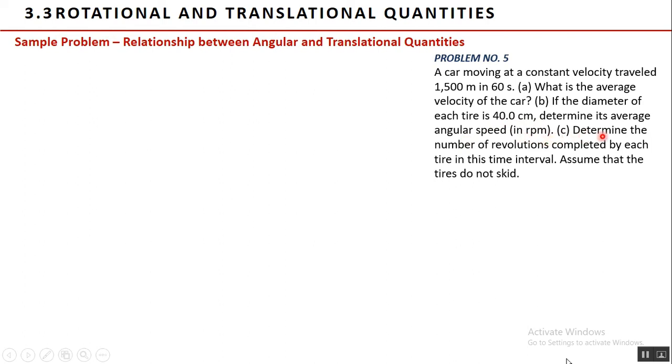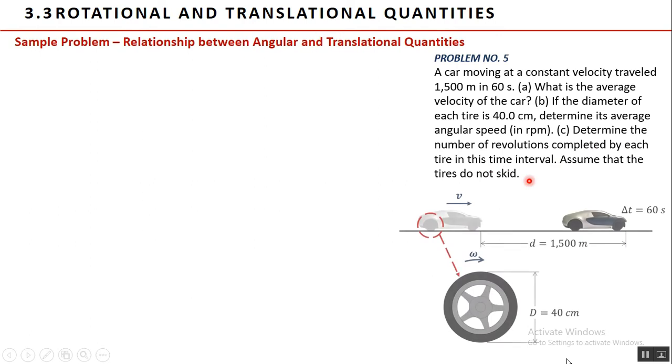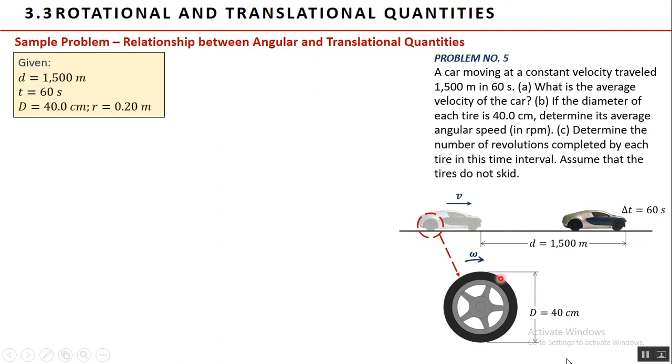Letter C. Determine the number of revolutions completed by each tire in this time interval. Assume that the tires do not skid. Let us analyze the problem. Imagine this is the car. So according to the problem, it travels a distance d of 1,500 meters in a time of 60 seconds. The diameter of the wheel is also given, 40 centimeters, so its radius is 0.20 meter.